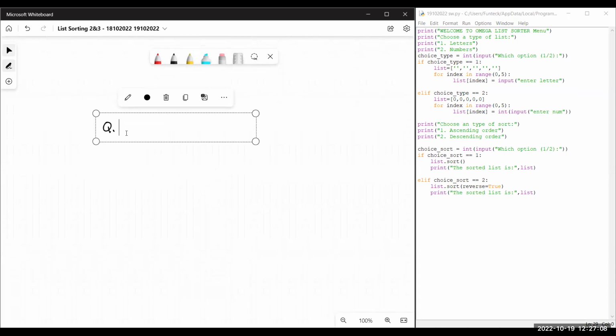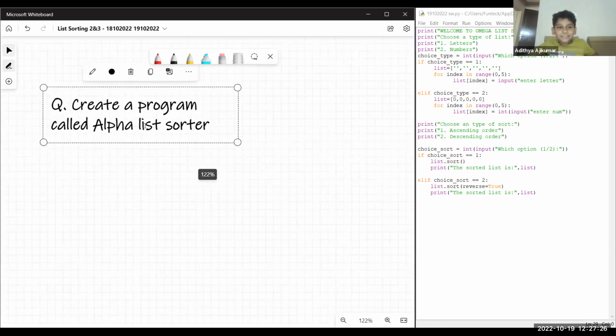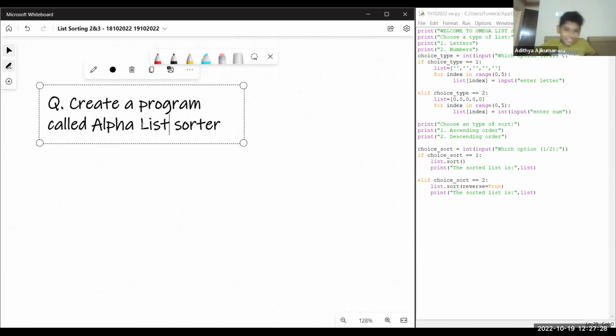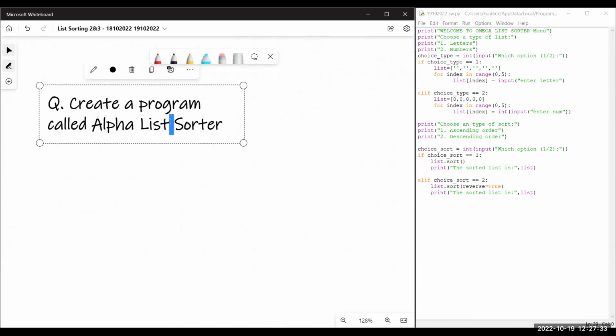Okay. The question is, let's say, create a program, a list sorter. No, change that alpha to something else. Now this program, your program should have a menu. Should have a menu.